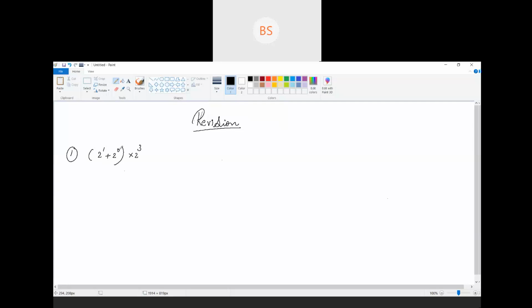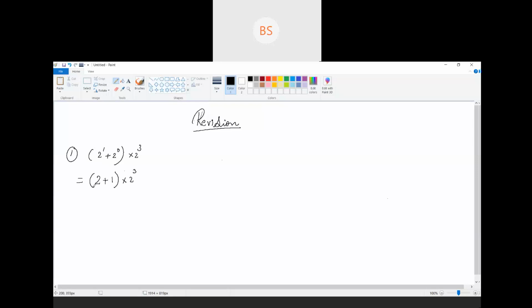Now, what is 2 raised to 1? Two. Yes. So 2 raised to 1, you write it as 2. Then write this plus sign as it is. Now what is 2 raised to 0? One. Yes, 1. So we simplified the bracket first, and 2 raised to 3, you keep it as it is.